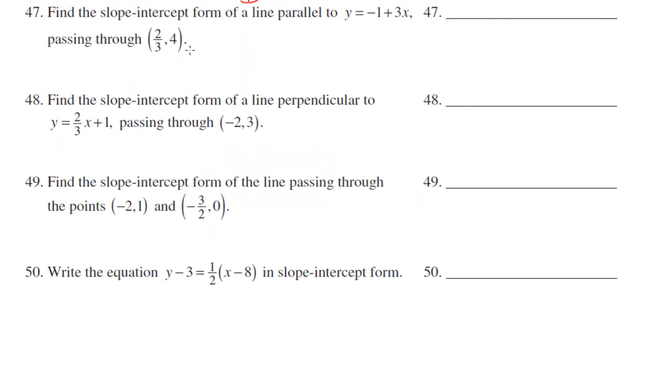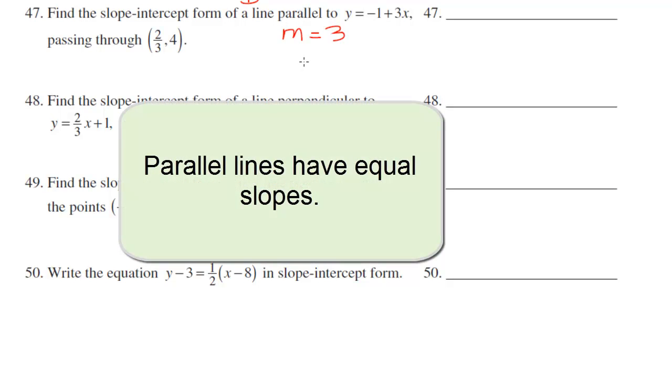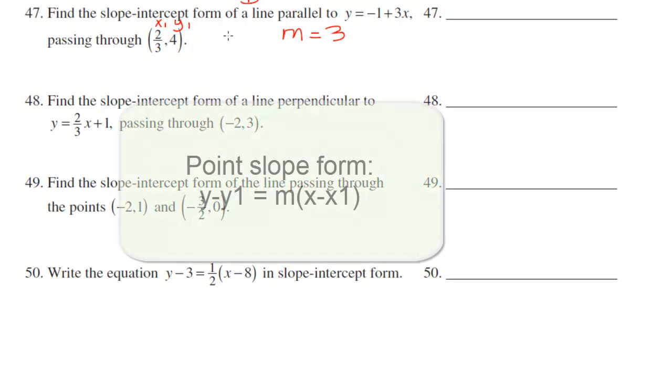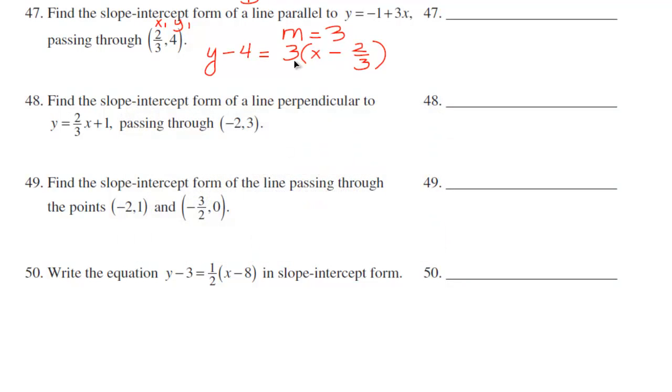Okay, and our next problem, we're going to find the slope-intercept form of a line parallel to y equals negative 1 plus 3x and passing through the point 2/3, 4. And if you remember that parallel lines have equal slopes, then just use the slope from the line that's given to be our m. So remember, the slope is the coefficient of x. So m equals 3, and then we're going to use x1, y1, the point that we're given, and we're going to substitute that into our point slope formula.